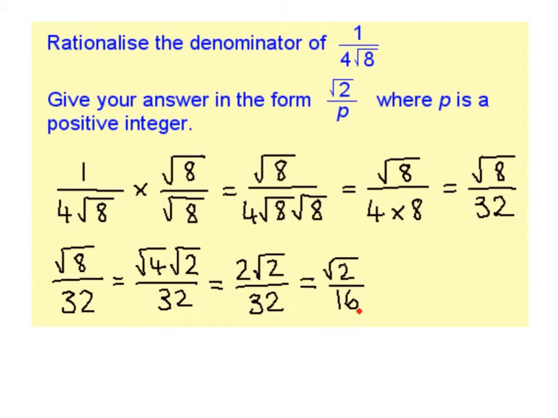But our question specifically asks for the form root 2 over p, and p has to be a positive integer. So we've got root 8 as our numerator, and we want root 2 as our numerator. So we're going to factorise root 8 to give us root 4 root 2. And the square root of 4 is going to be 2. So we've got 2 root 2 over 32. And if we divide by 2 on the top and the bottom, 2 divided by 2 goes once, and 32 divided by 2 goes 16 times. So we get root 2 over 16. And that's what we wanted. Root 2 over p, root 2 over 16. And 16 is indeed a positive integer.